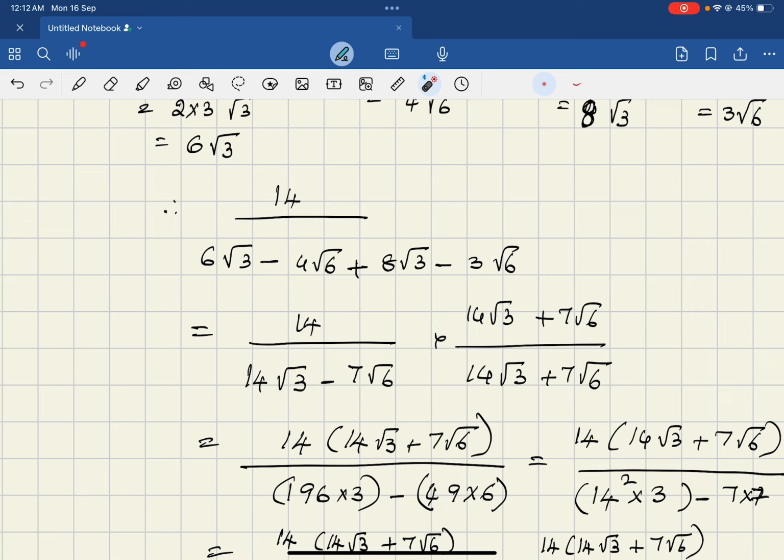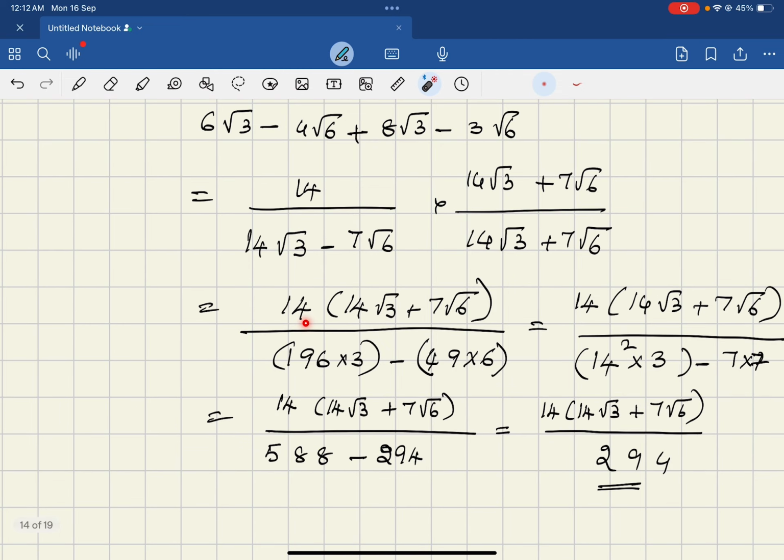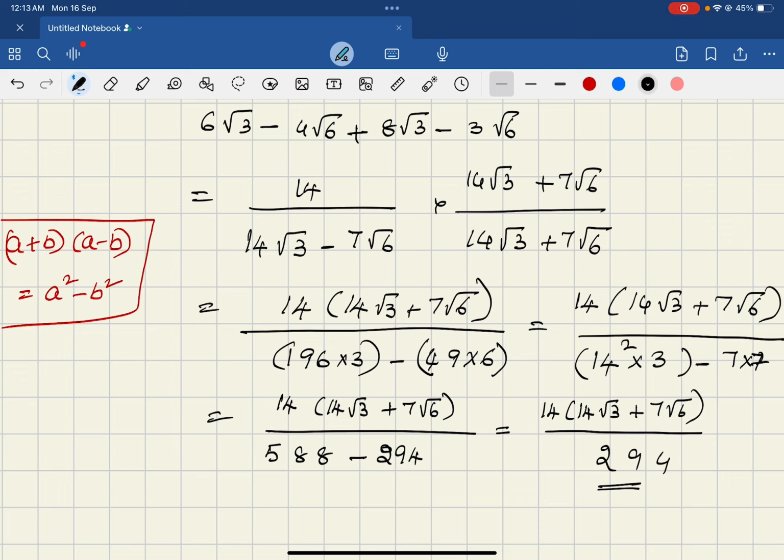Now we are stepping into rationalization. That is 14 over 14 root 3 plus 7 root 6, multiplied by 14 root 3 minus 7 root 6 over 14 root 3 minus 7 root 6. Now how will we express this? Numerator into numerator, denominator into denominator. The denominator has the same numbers, 14 root 3 and 7 root 6. So what is the formula here? a plus b times a minus b is a square minus b square. So we are using this formula to do this calculation.